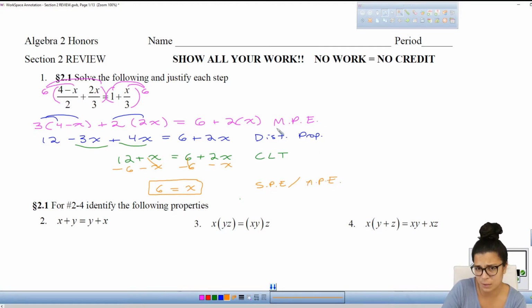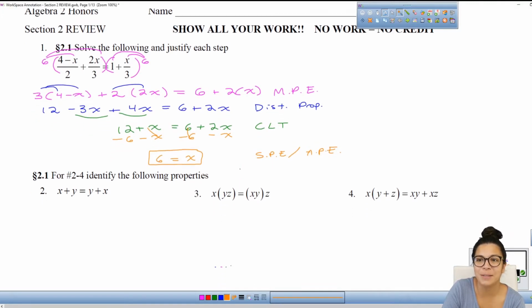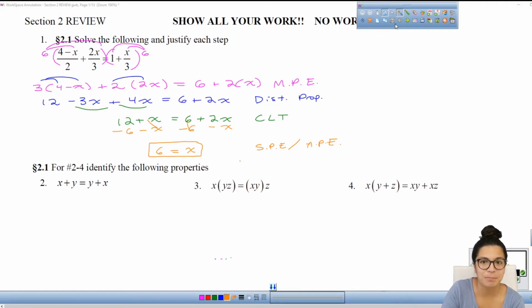As a side note, you could have also used the division property of equality. If we divide by 1/6, it's the same thing. Multiplying a number is the same as dividing by the reciprocal. Dividing a number is the same thing as multiplying by the reciprocal. So same thing. So that's number 1. Let's move on to number 2.